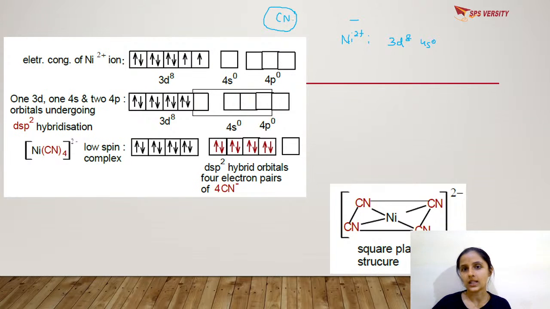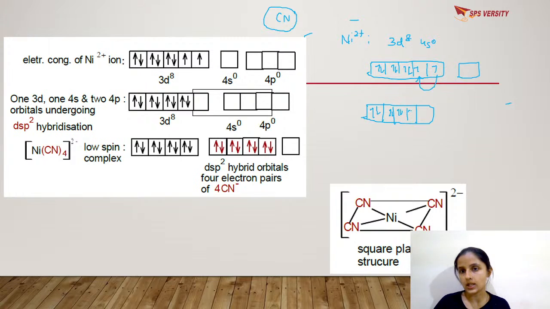So if you take those things into consideration, then you have 3d8, that's 1, 2, 3, 4, 5, so 8 electrons over here, and for 4s, there are no electrons. Cyanide being a strong ligand, this compels the electrons to pair up. As a result, what do you have?